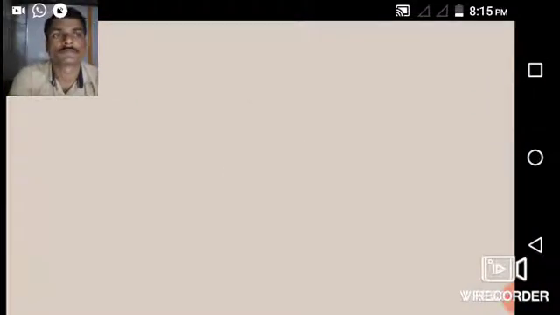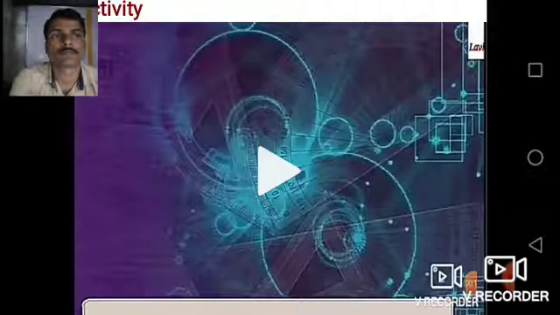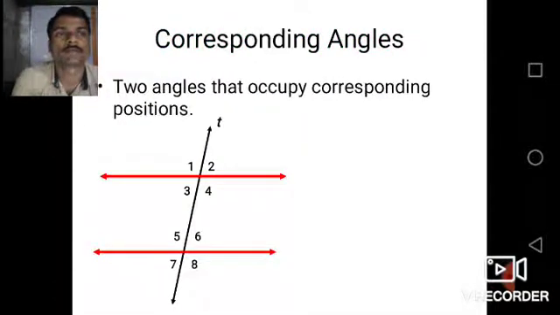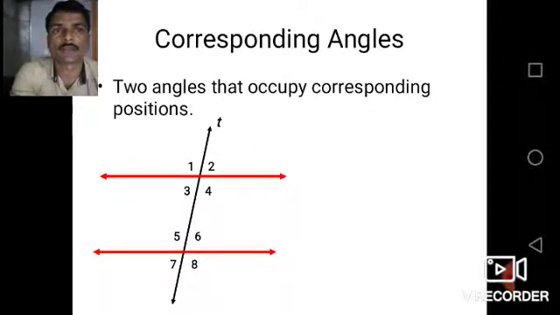Activity. Let us do an activity to verify properties. By this activity, we can understand some properties of parallel lines and its transversal. The angles formed by a transversal on two parallel lines are corresponding angles, alternate interior angles, alternate exterior angles, and consecutive interior angles.